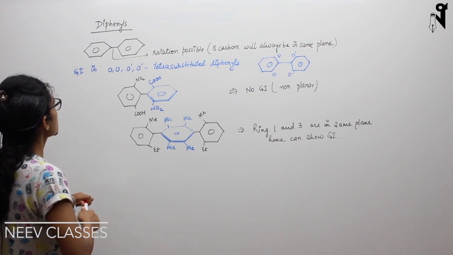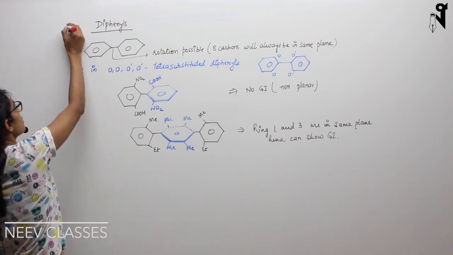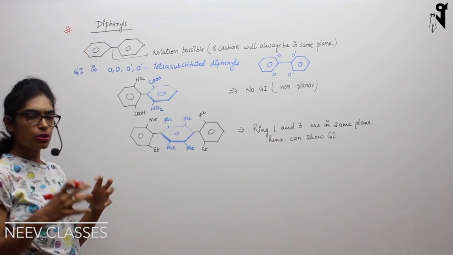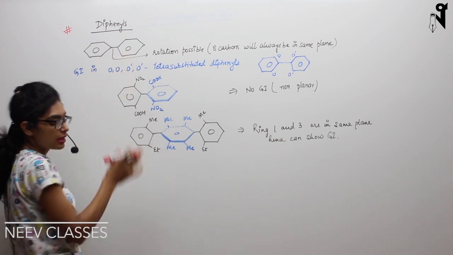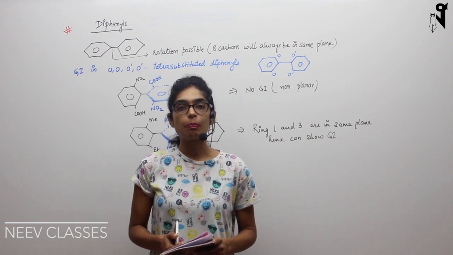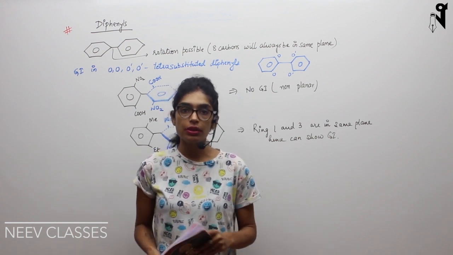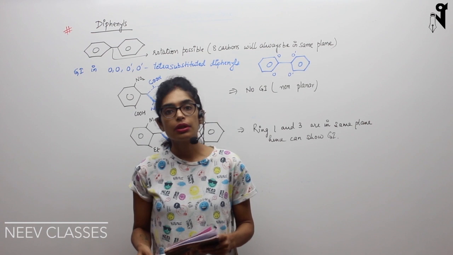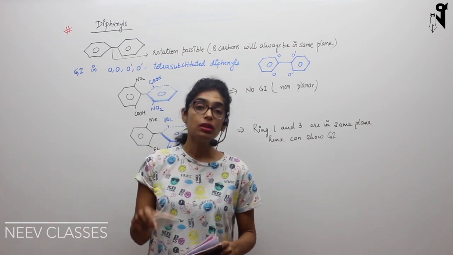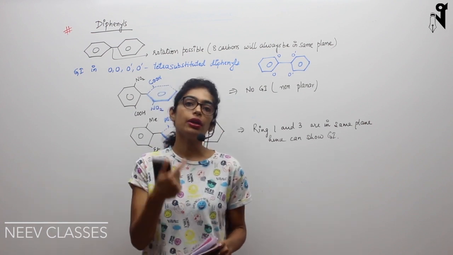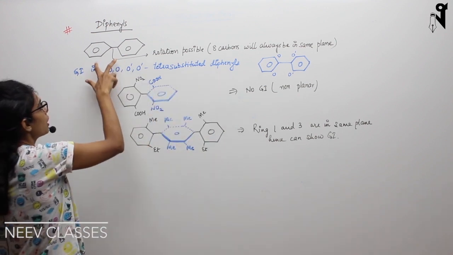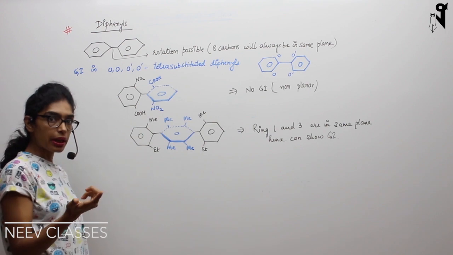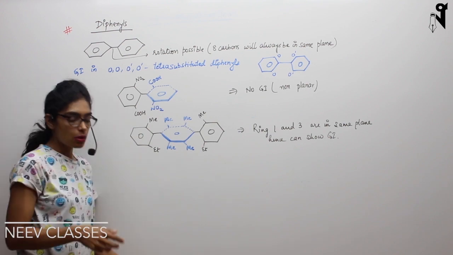So let's talk about the last case, that is diphenyl. Diphenyl is nothing else but two phenyl groups attached to each other. We also call them biphenyls. This is how it is. Basically your benzene ring itself is planar, but if you consider two benzene rings attached with a single bond, a single bond can rotate freely. So what happens at an instant of time is that these two rings can be in the same plane and can be in different planes.